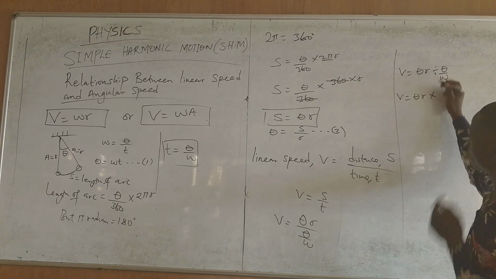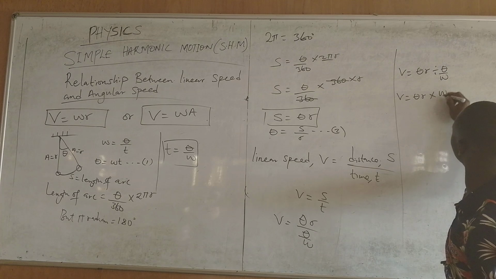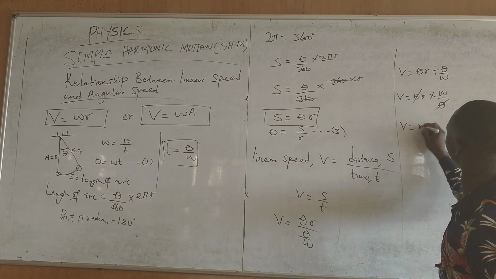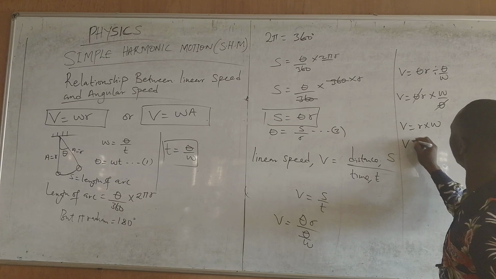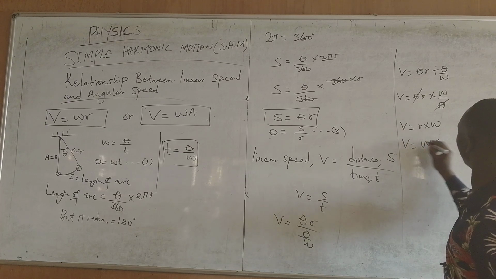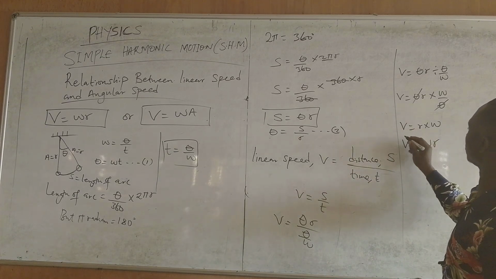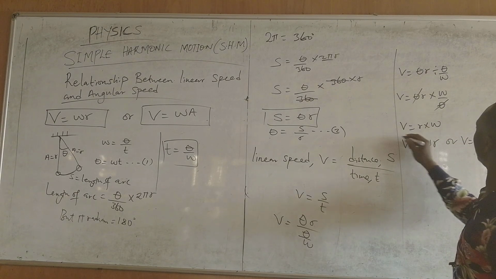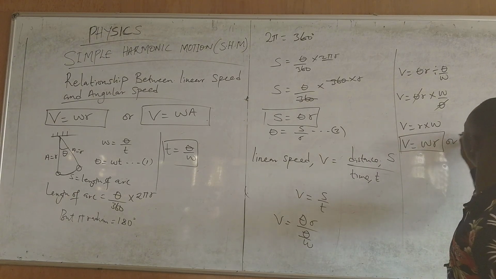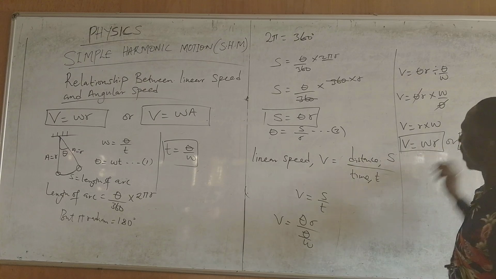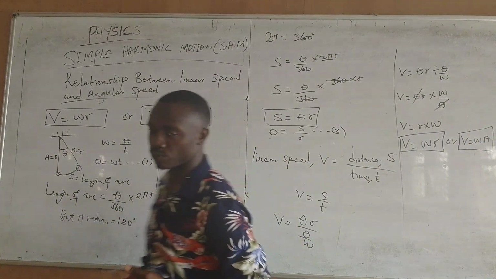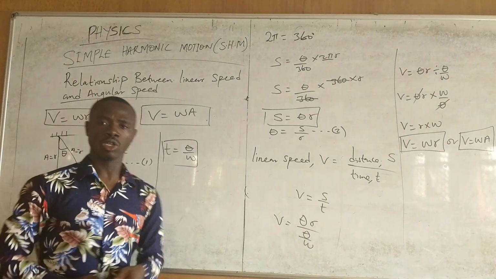Then V will now be equal to theta r times, change this to multiplication, omega over theta. Theta cancels theta. So V will now be equal to r times omega, and if you rearrange, this is going to be omega r. This is a very important formula, or you say V equals omega A. This is the relationship between linear speed and angular speed, meaning linear speed is equal to the product of angular speed and the amplitude of oscillation.